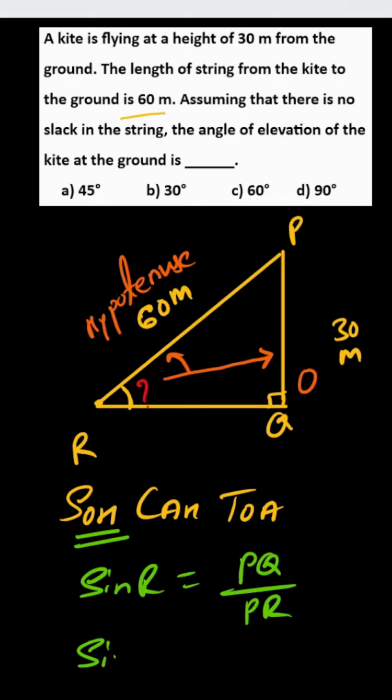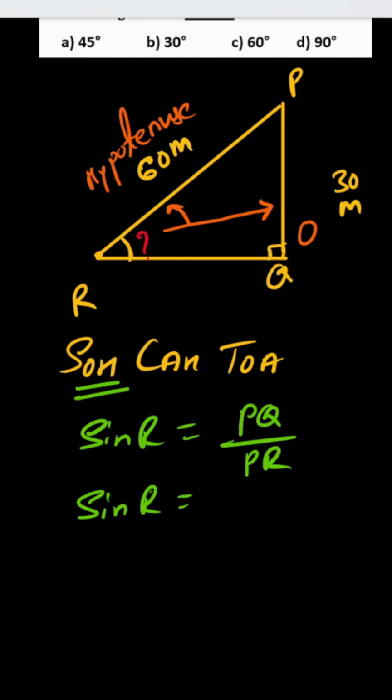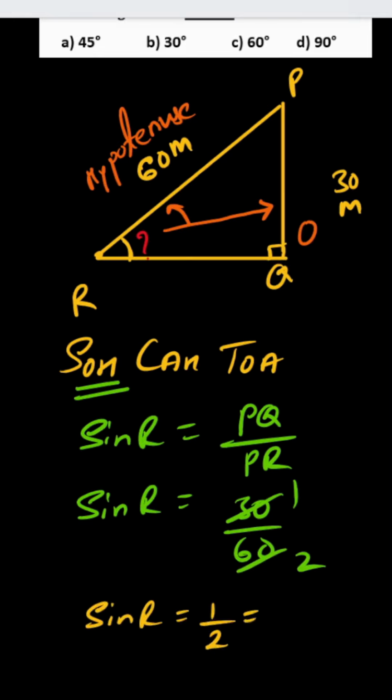Now how to get sine R? PQ value is 30, right? So PQ by PR is 30 by 60, which is nothing but half. Now you should know sine how much is half, right? So sine R is half, which is nothing but sine 30. So if both the values are equal, it means angle R is going to be 30 degrees.